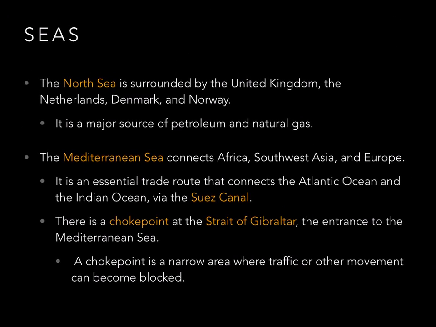Seas. The North Sea is surrounded by the United Kingdom, the Netherlands, Denmark, and Norway. It's a major source of petroleum and natural gas. Further south, the Mediterranean Sea connects Africa, Southwest Asia, and Europe. It's an essential trade route that connects the Atlantic Ocean and the Indian Ocean via the Suez Canal. There's a choke point at the Strait of Gibraltar, which is the entrance to the Mediterranean Sea. A choke point's a narrow area where traffic or other movement can become blocked.